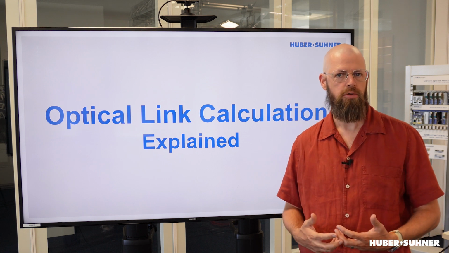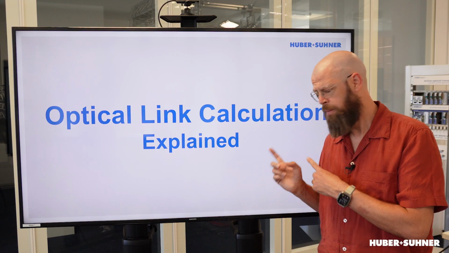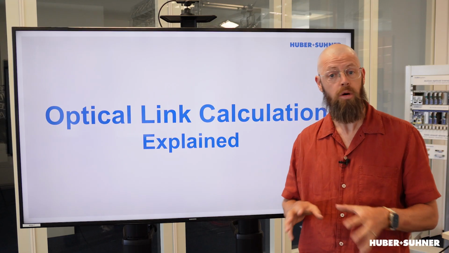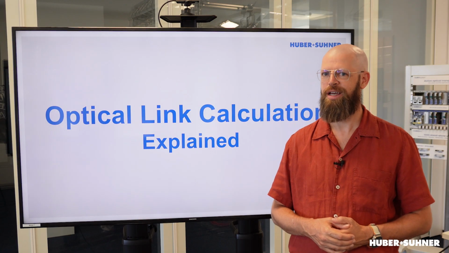When designing an optical network, one of the fundamentals is calculating the optical link. But how is it done exactly, and what are the typical pitfalls? If you want to find out more, stick around and we'll check it out.